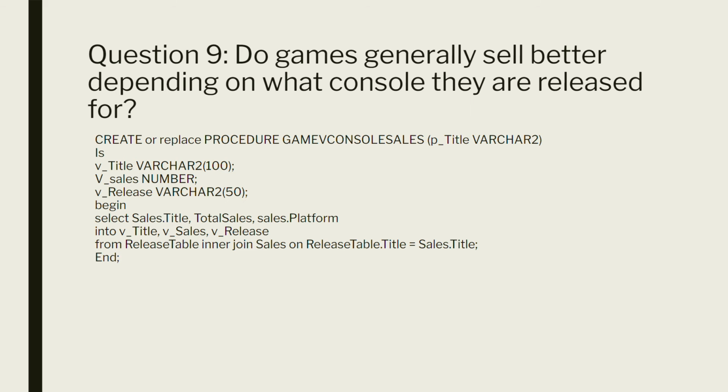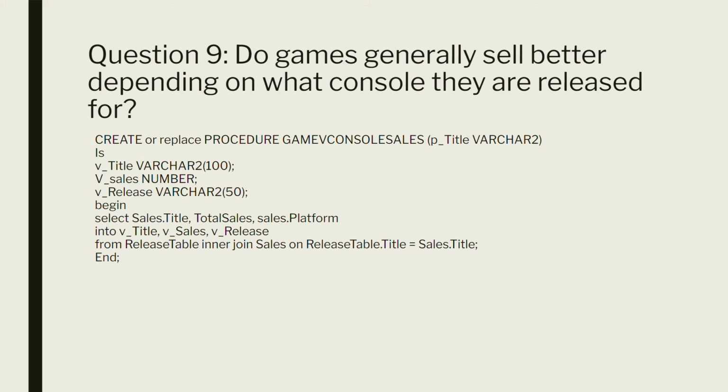So for question 9, our goal was basically to find out whether games in general sell better depending on what console they are released for. The way we did this was we used a procedure and took basically the title of a game and then did a select statement so that we could get the title of the game, the total sales, and then the platform that game is on.